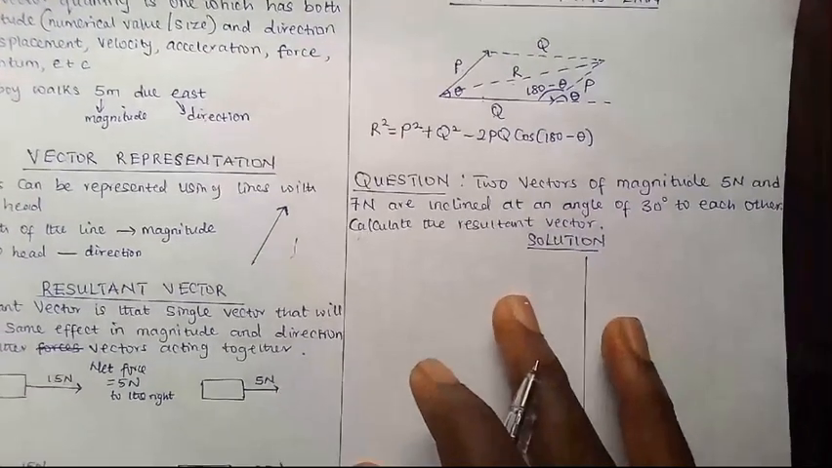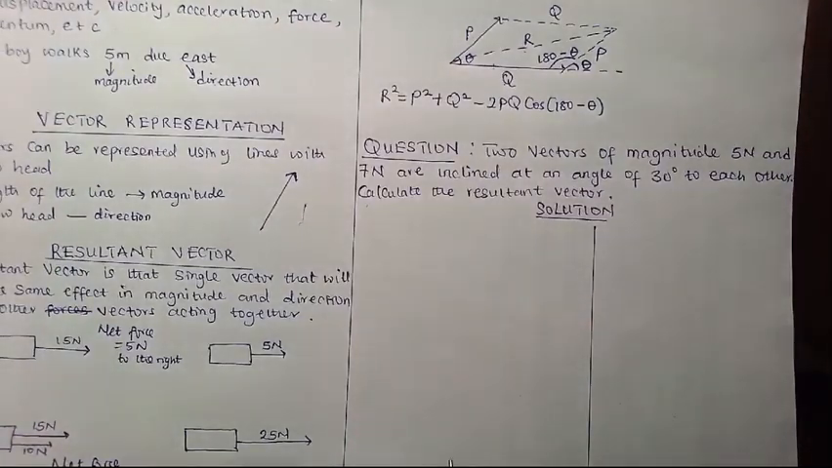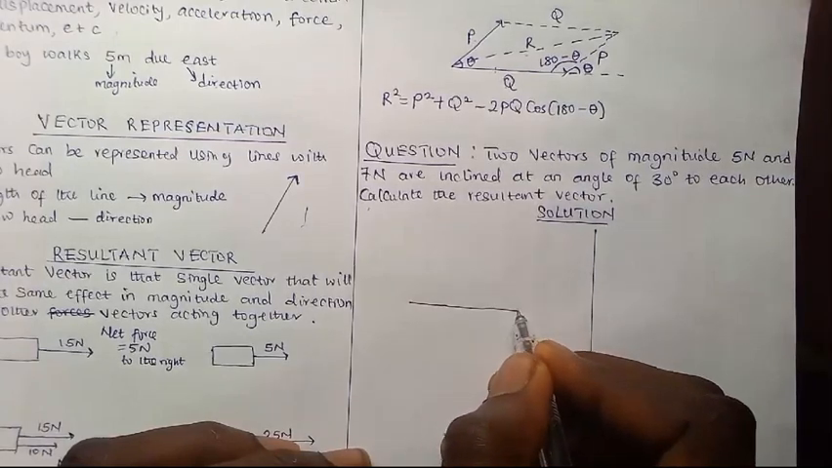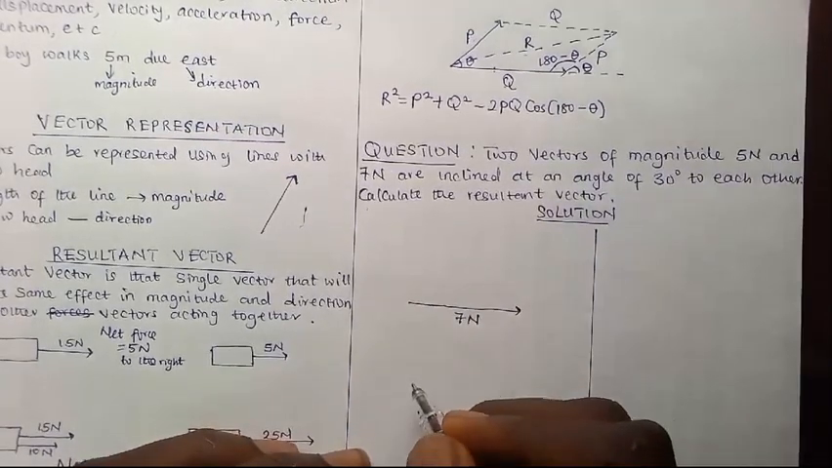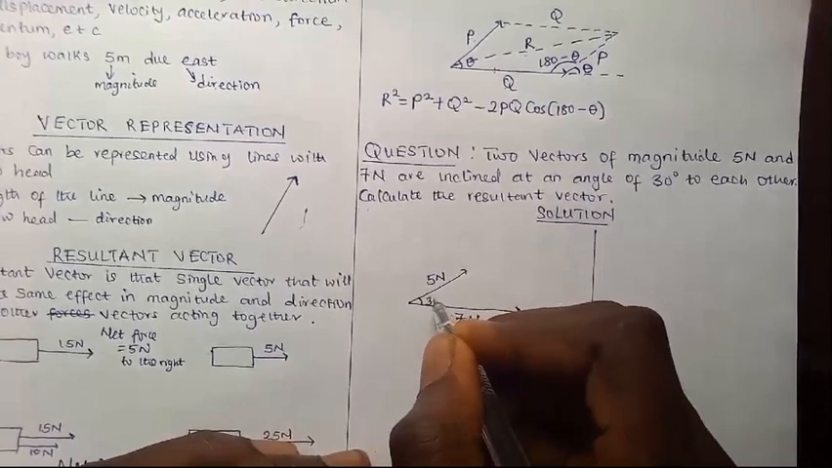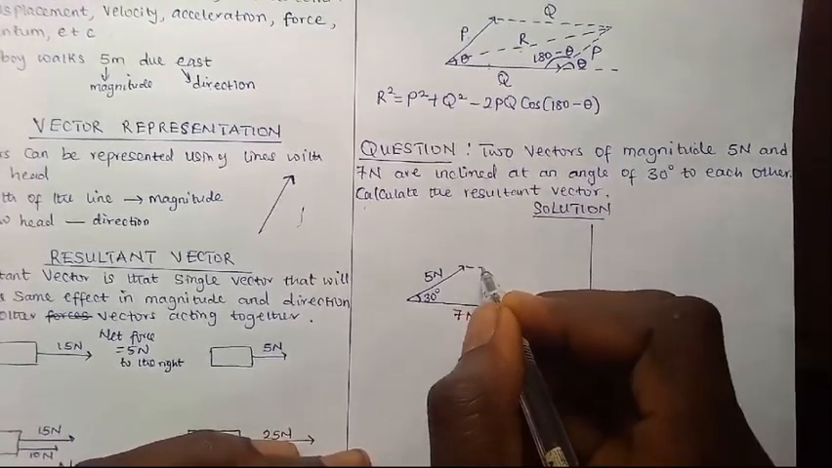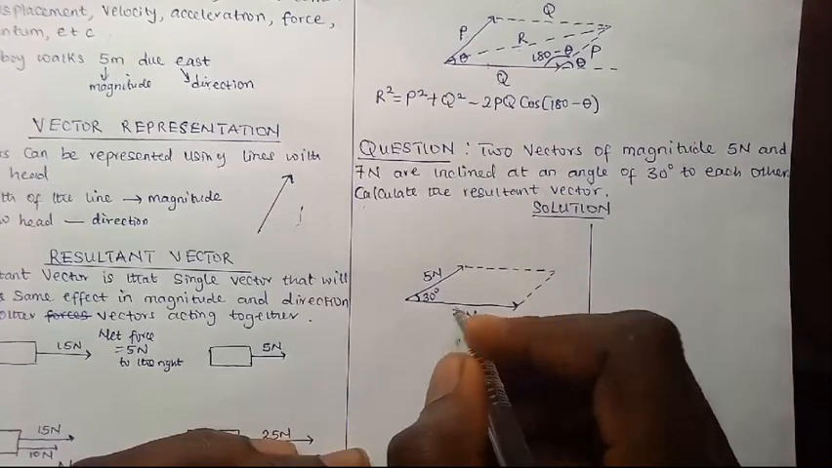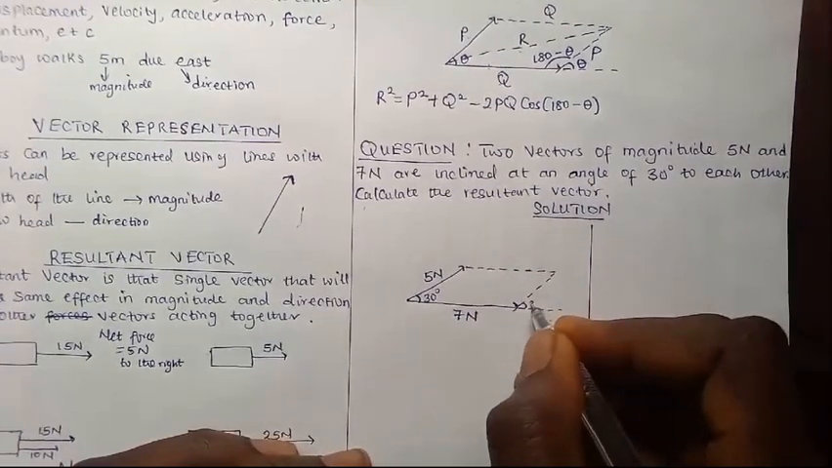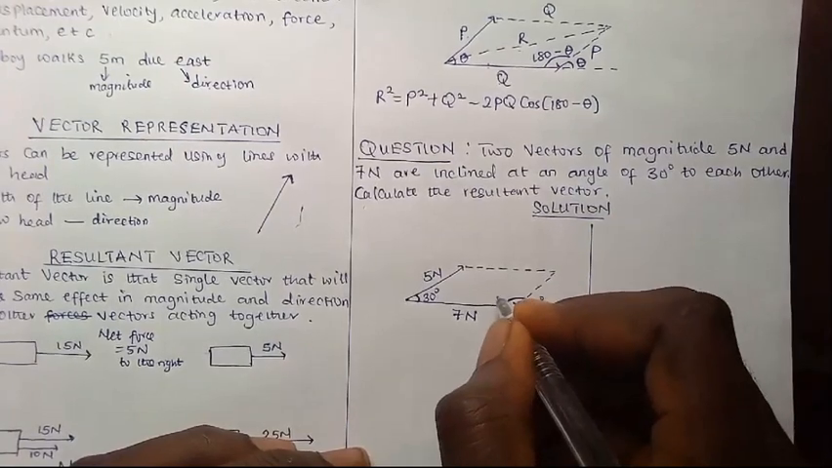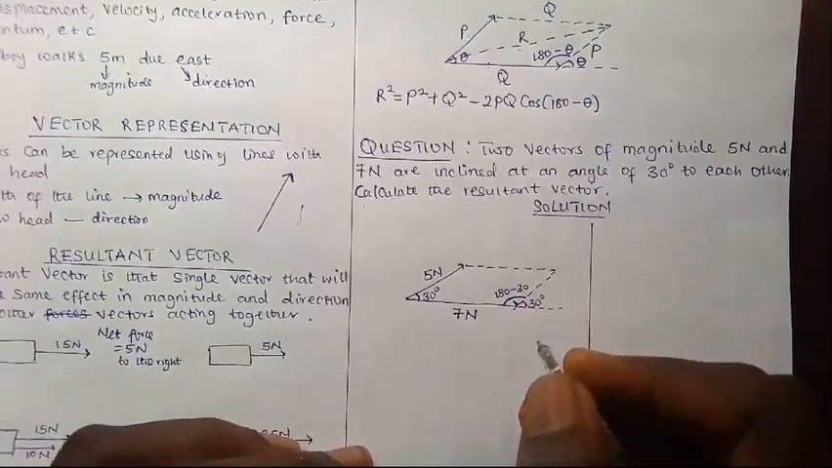Then let's go over to this question. It says that two vectors of magnitude 5 Newton and 7 Newton are inclined at an angle of 30 degrees to each other. So let's say this is the force of 7 Newton and this is that of 5 Newton, and they are inclined at an angle of 30 degrees. So to complete the parallelogram, we have this. And of course here is going to be 30 degrees, and if here is 30 degrees, then definitely here is going to be 180 minus 30, which is 150.